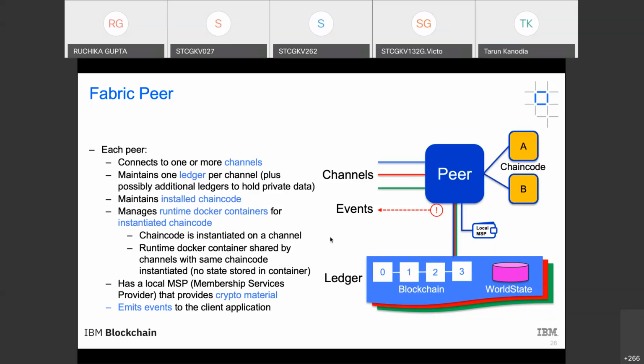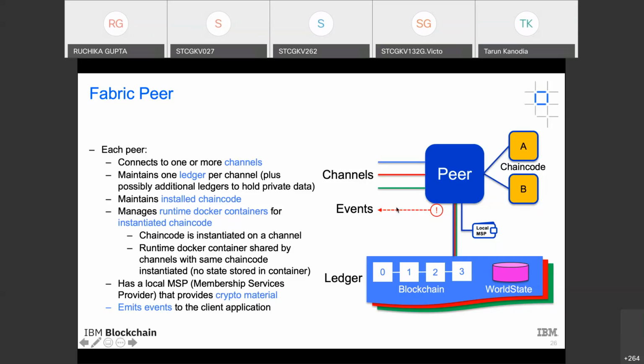A peer could be a virtual machine where you're running Docker. It runs as a Docker container, and once you log in to that peer, you would see a directory called MSP where you'll have all the certificates stored of all the different participant components of a blockchain network.